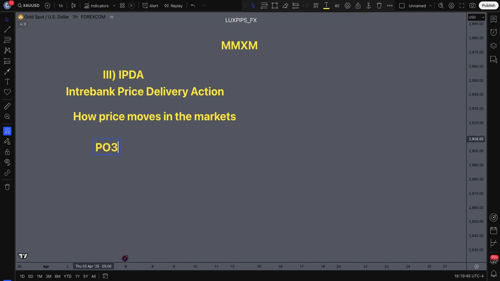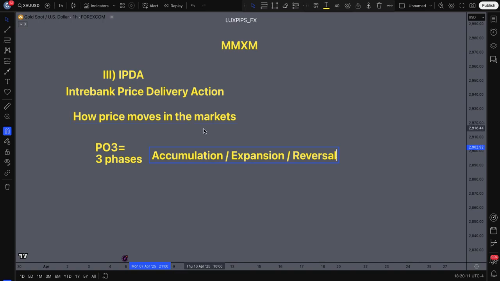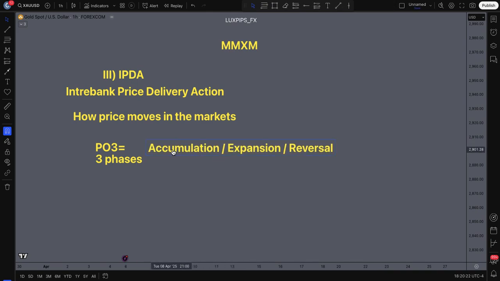Going back to the PO3, there's only 3 phases in the markets, right? There's accumulation, expansion, reversal. There can be an argument made that there's only accumulation and expansion. There are more arguments that there are different phases. But these 3 are the most known and easiest to spot. Accumulation, expansion, reversal.